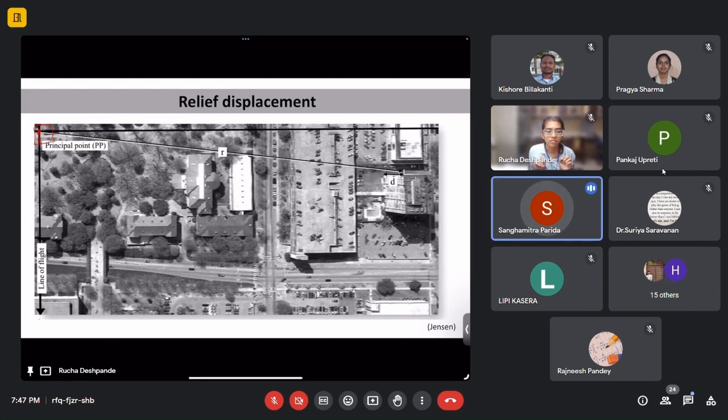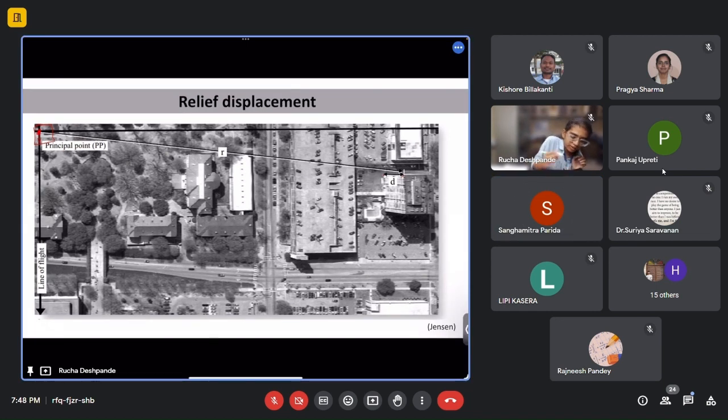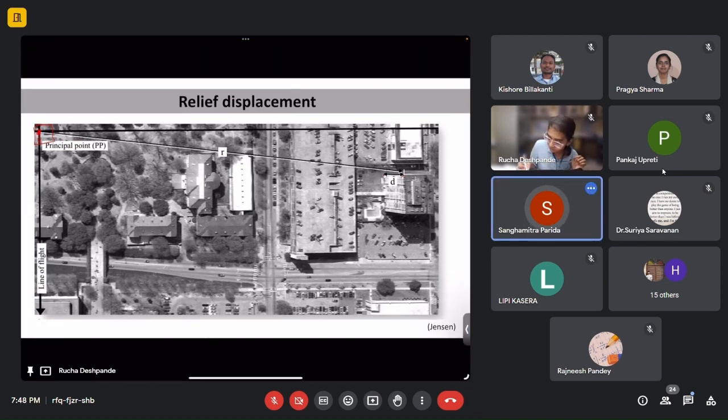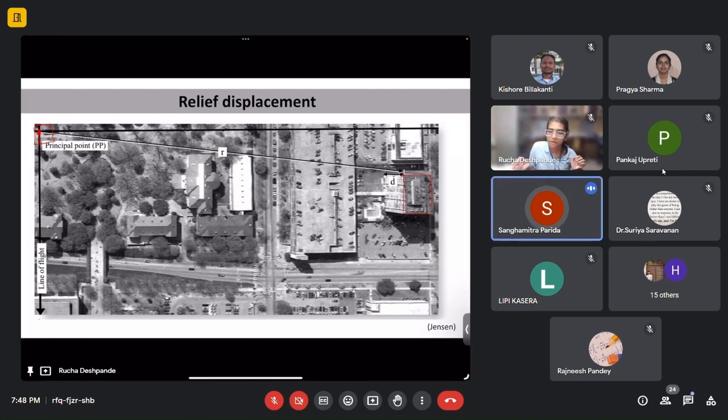Ma'am, are you pointing at certain points in that figure? We cannot see the points. You are telling this, but which one exactly, we cannot see. Okay, fine. Are you able to see the principal point? Yes, I can see that. Okay, and this is the building that I was talking about. See, this is the roof. Yes, now it is visible. Yes. Okay.